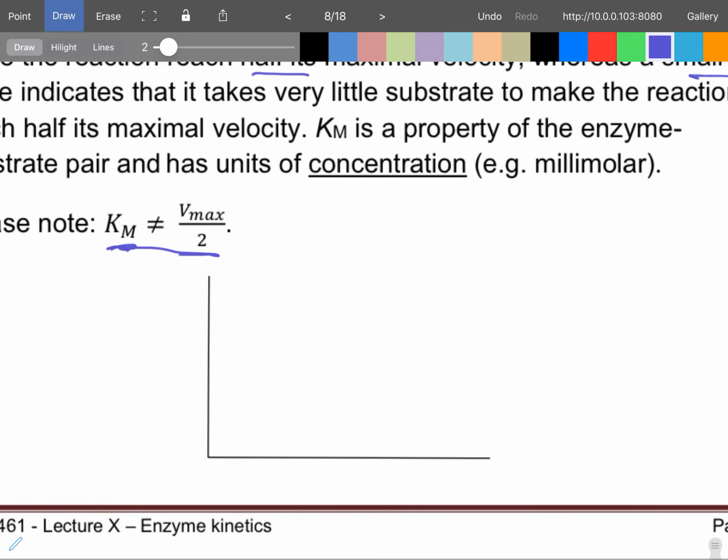To highlight what Km tells us, let's again look at initial velocity as a function of substrate concentration. And I want to show one enzyme substrate pair that has a very tight binding, right? So something like this. Right, so here's Vmax for that up here somewhere. If I want to look at 50% Vmax, that's about there. And we can sort of estimate where that Km will be. That's going to be the Km for that curve.